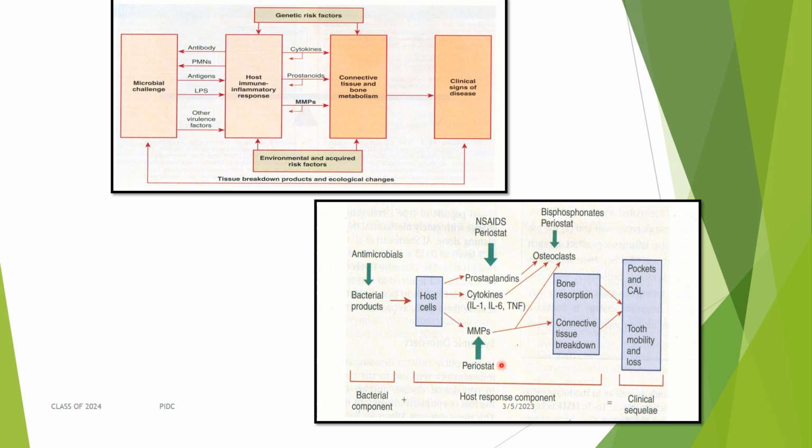Next, the matrix metalloproteinases. This can be again suppressed by the presence of periostat. So what is periostat? I will explain to you later. It is a sub-antimicrobial dose doxycycline. So basically, if you are able to control everything at this process itself, it doesn't go to the next level, that is your bone resorption or connective tissue breakdown. So if these both are controlled, then there's not going to be any clinical sequelae present.